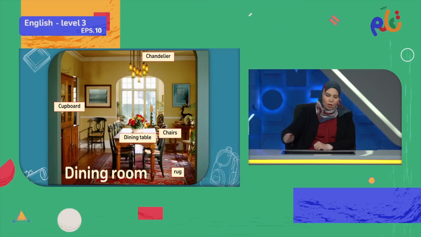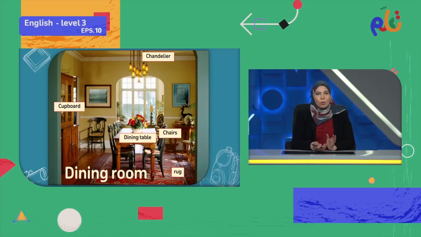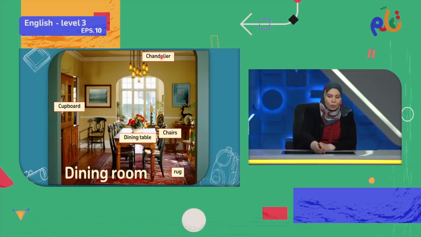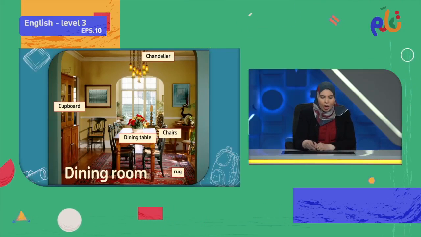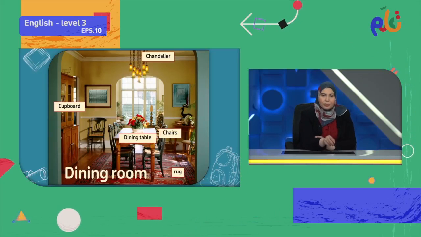So we have two pieces of furniture. One is called a lamp, one is called a chandelier. Both of them need bulb to give you light. الاتنين بيحتاجوا اللمبة اللي بتديني النور. اللمبة اللي بتديني النور دي اسمها bulb. And the lamp is الأباجورة and the chandelier نجفة. So by this we have looked at our next room, which is the dining room. We found chandelier, chairs, rug, dining table, and a cupboard.